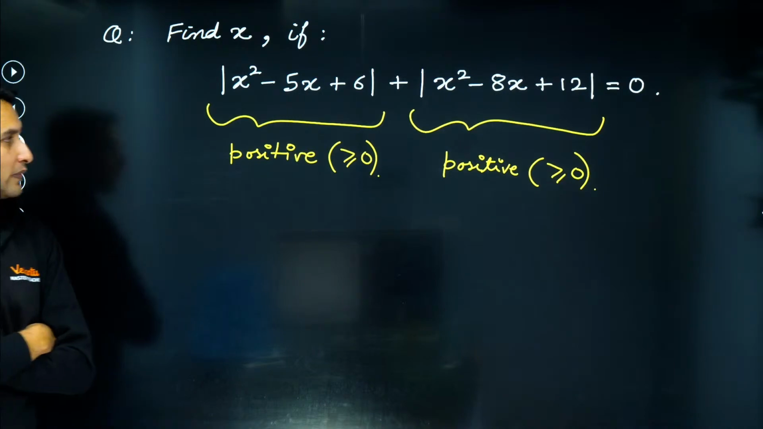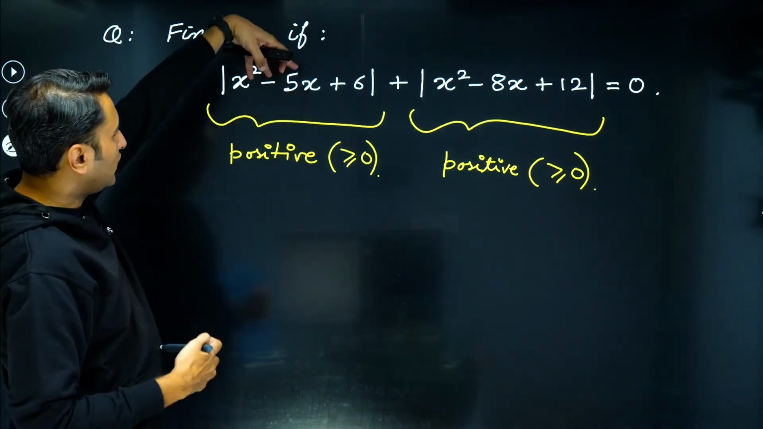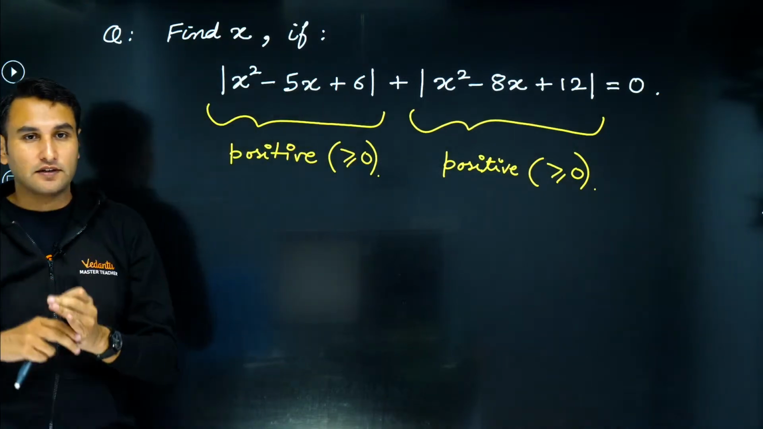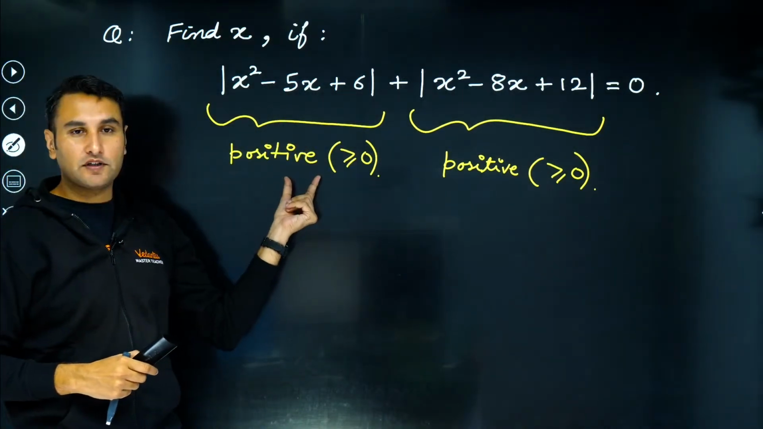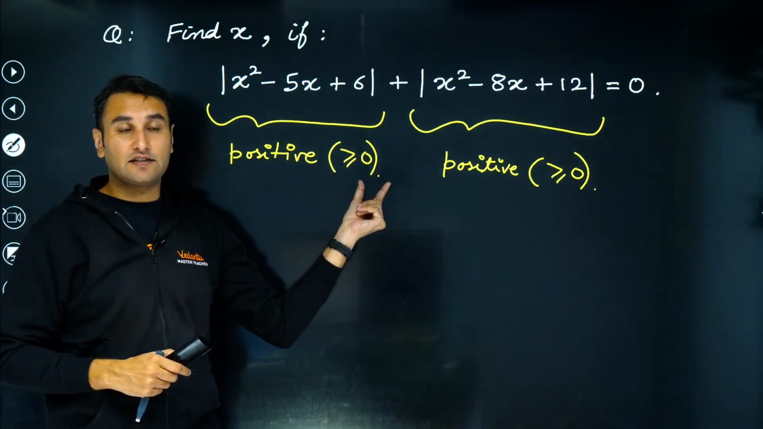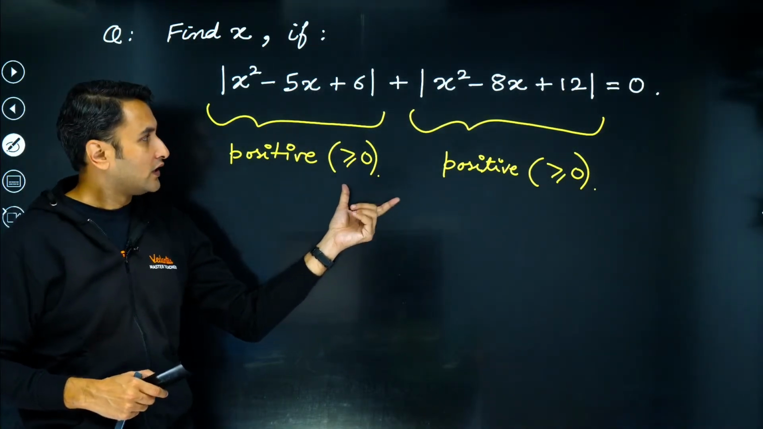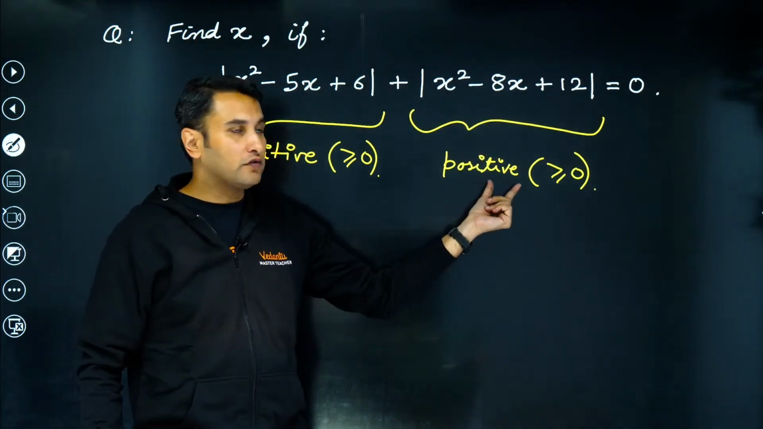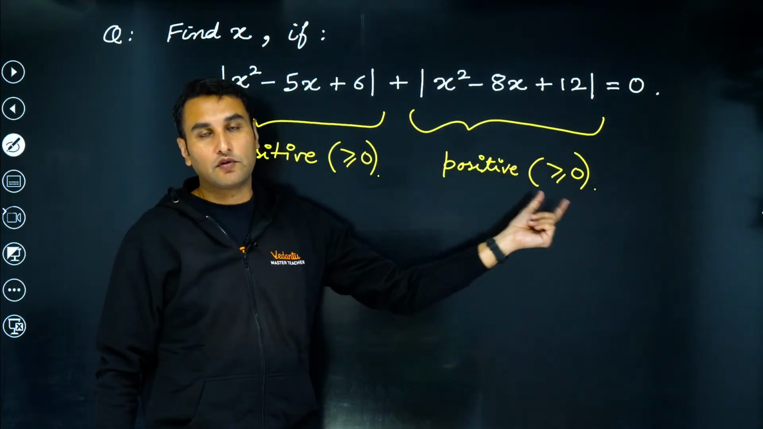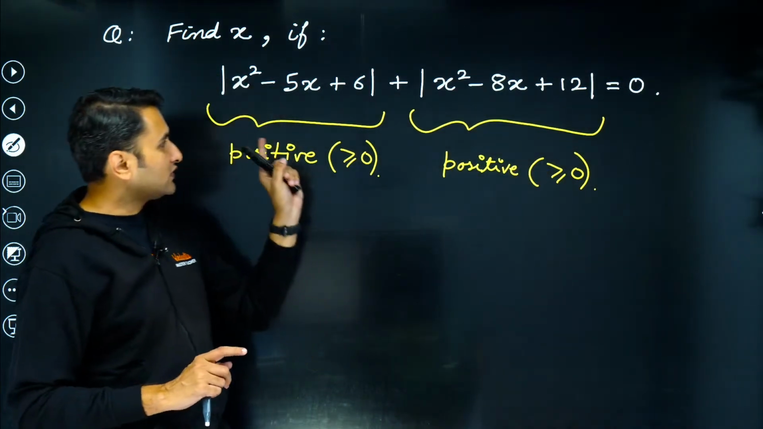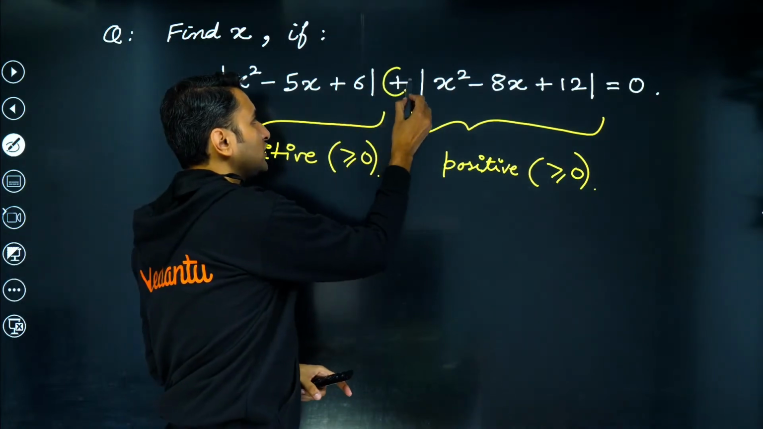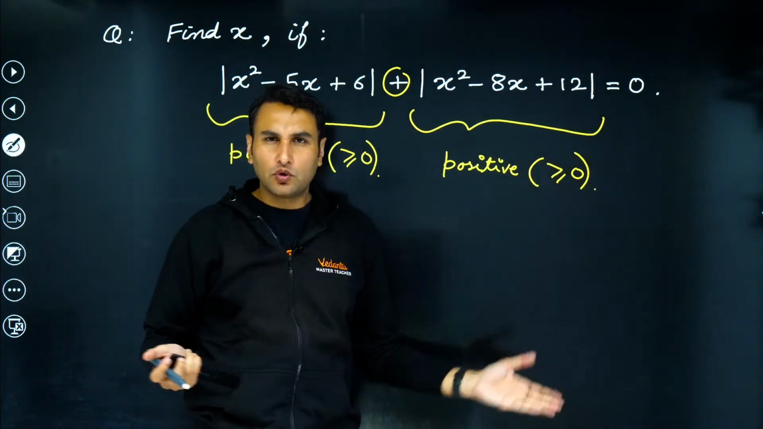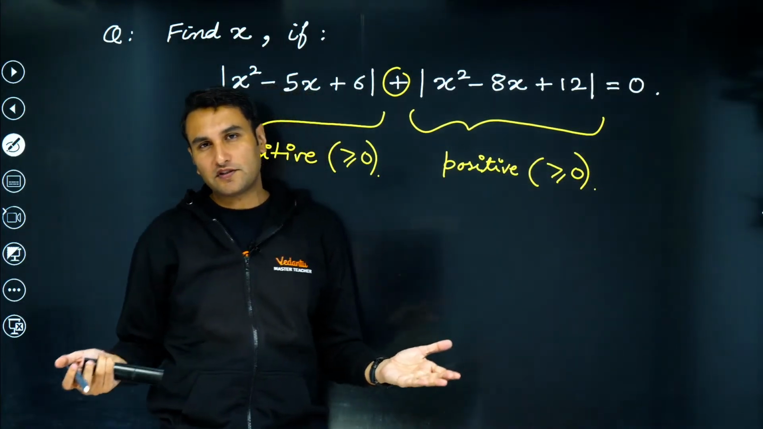Do you realize that this is a modulus? Forget about what is written inside. Finally, it is a modulus. So, modulus is always positive, that is, either it is greater than or equal to 0. This entire thing is also a modulus. By definition, modulus is always either greater or equal to 0. Agree? Now, the summation of 2 positive things is coming out to be 0. Dude, how can 2 positive things be 0?